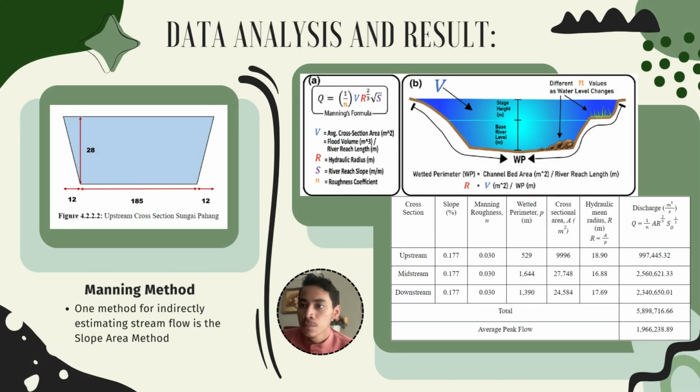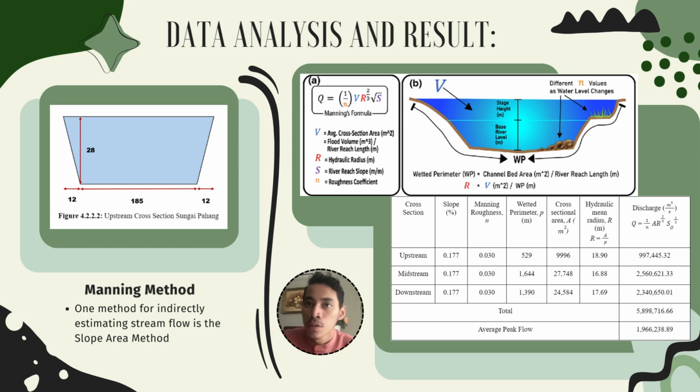Alright, now I will be presenting the data analysis and result for Manning method. So Manning method is described as one of the methods for indirectly estimating stream flow based on slope and cross-section area. It is used to calculate the amount of water that flows through a specific place in a river.